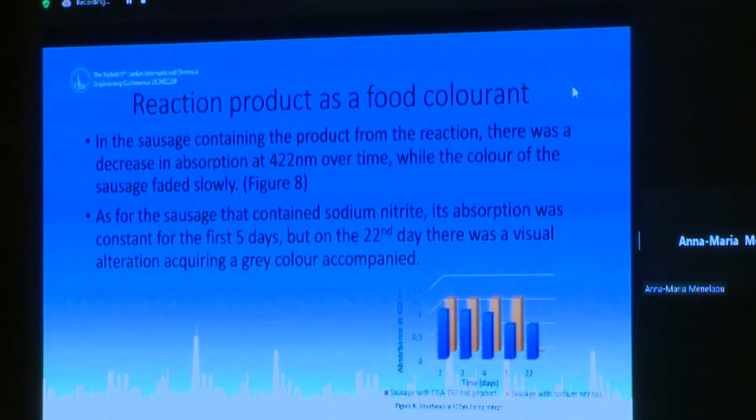As for the sausage that contains sodium nitrate, its absorption remains constant for the first 5 days, but on the 22nd day, there is a visual alteration, acquiring a gray color.